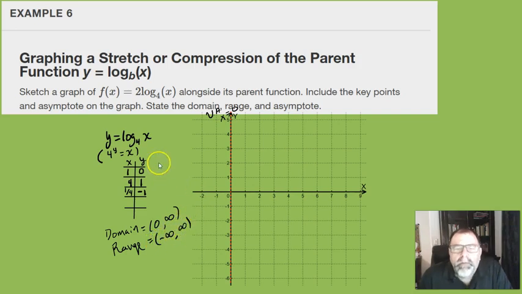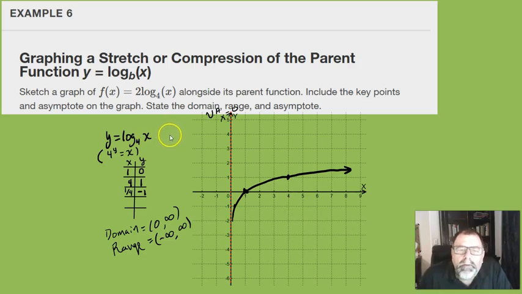All right. So the parent function: 1, 0, 4, 1, and again it'd be 16, 2, so it's way out here before it hits 2. And then 1/4, negative 1. And then we have our logarithmic curve like that. Okay, so that is the base one. Now we're going to multiply this by 2.